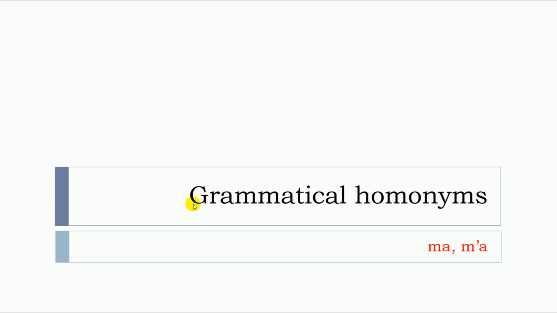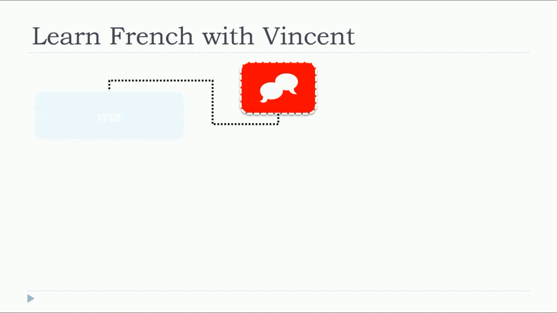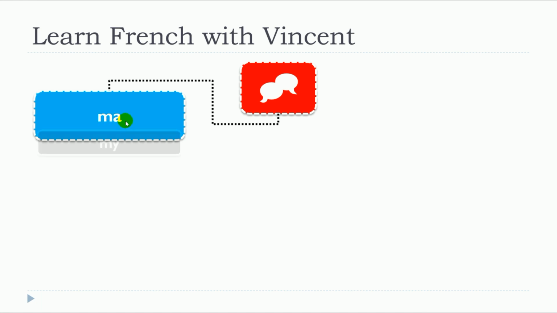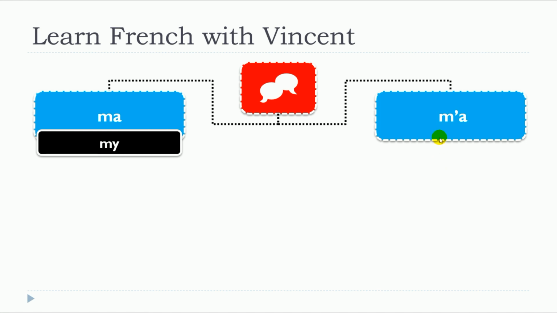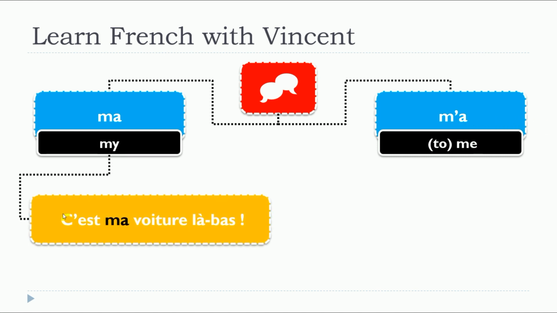In this video, we will see grammatical homonyms and more precisely, ma. So grammatical homonyms will be words that are pronounced the same way but written differently. Ma. So as you can see, you pronounce them the same way, but let's have a look at the examples.